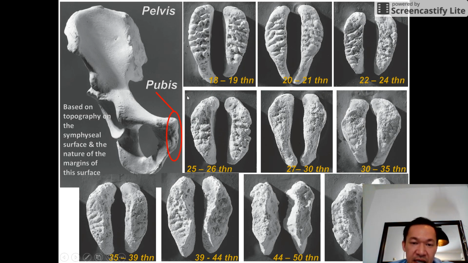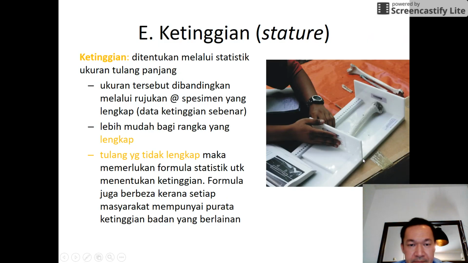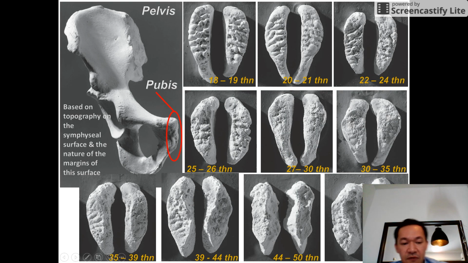Another age indicator can be seen on the pelvis, this part on the symphysial surface of the pelvic bone. This is a bit difficult because it's based on the topology, but basically when we are younger, the morphology would be clearer, and as we go through age, the surface would become flattened out and more porous. So that's all for this section.